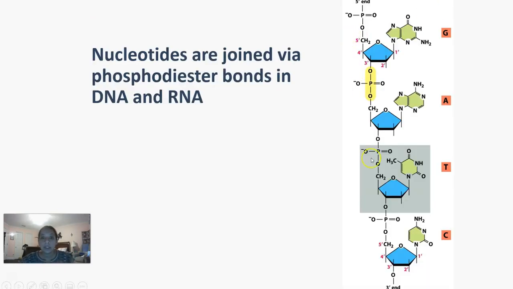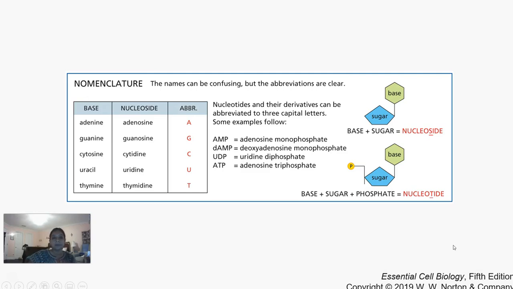These nucleotides are joined together via phosphodiester bonds in DNA and RNA, and that's right here. You can see that it's a phosphate group that's attaching to the 5th carbon or 4th carbon, and that is what is going to give you that phosphodiester bond. And at the 5' end, you'll have a phosphate. At the 3' end, you'll have this oxygen that's open. And that's what's going to give you the long chain of DNA or RNA. In this case, you have a guanine, adenine, thymine, and cytosine joined together.